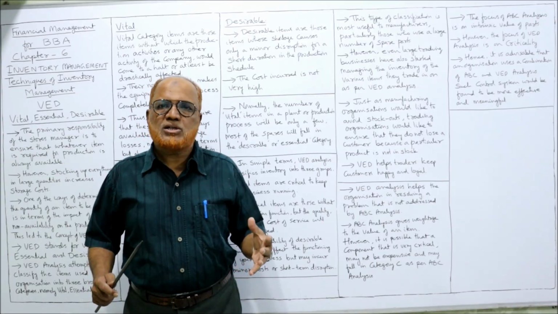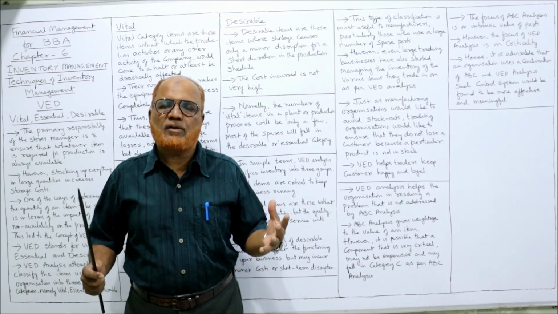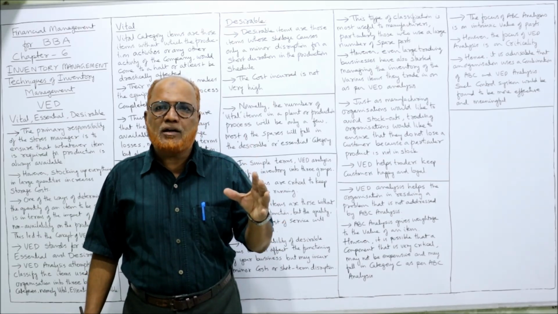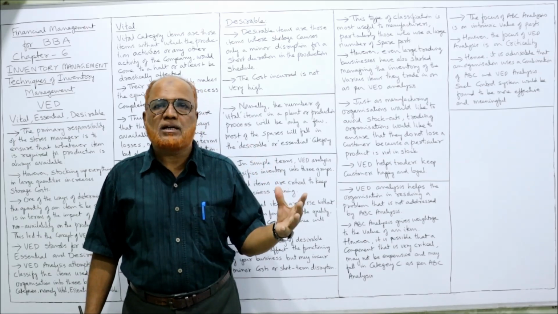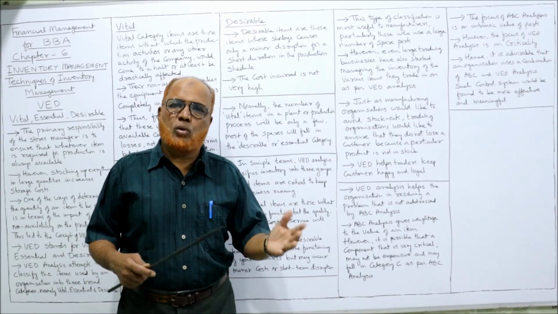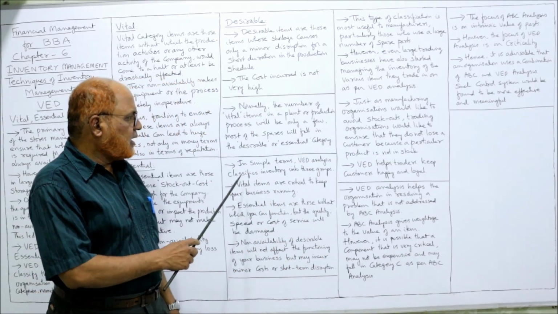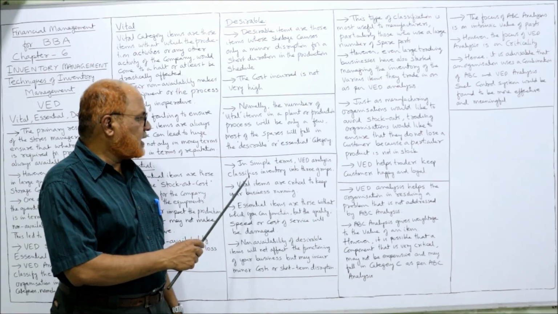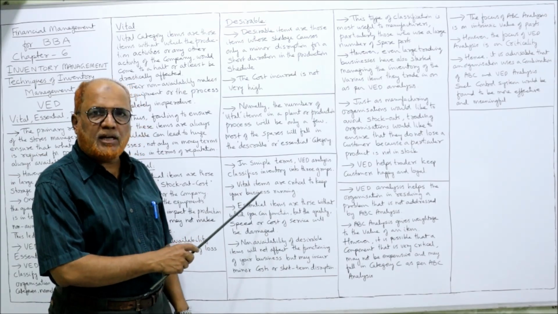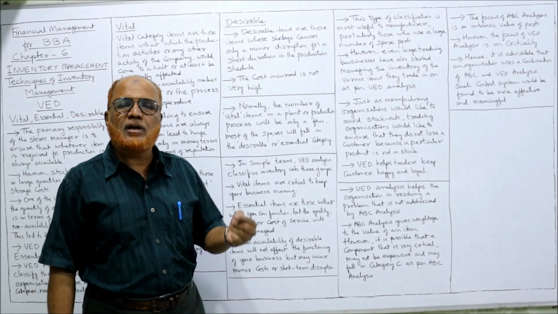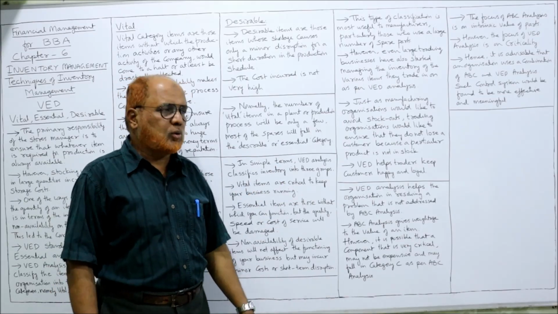Most of the items will fall either essential or desirable. In many organizations, manufacturing plants, what we have seen, only a few items will come under the vital category and the majority of items will go to essential or desirable. In simple terms, VED analysis classifies items into three categories. The same thing I have repeated, but here I want to explain in short sentences.